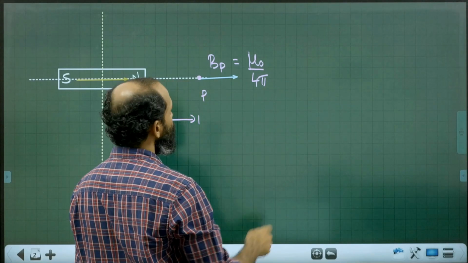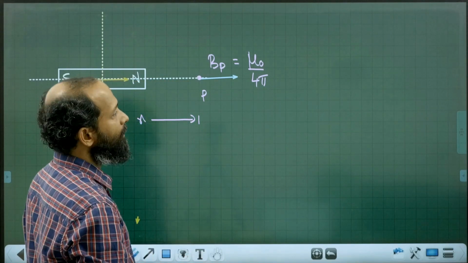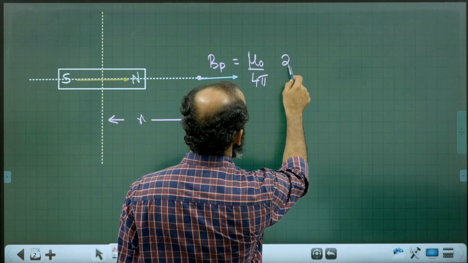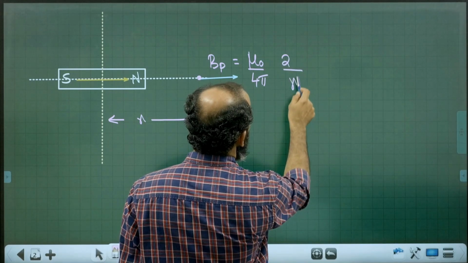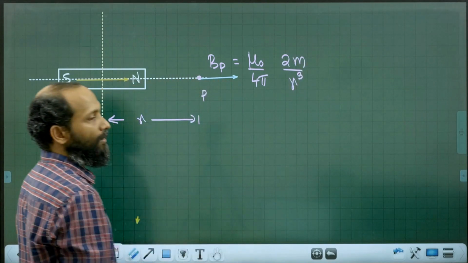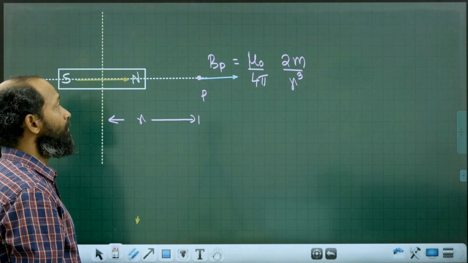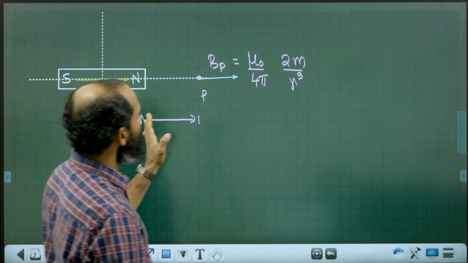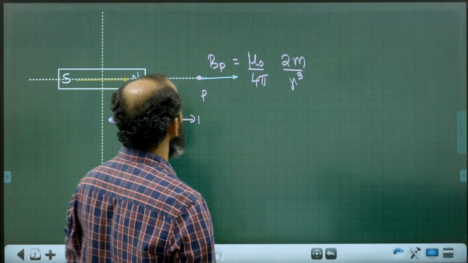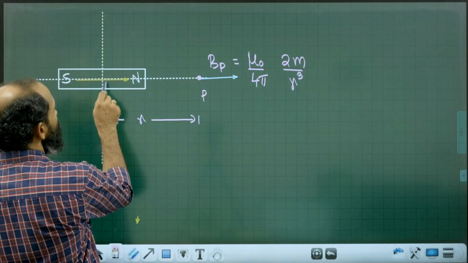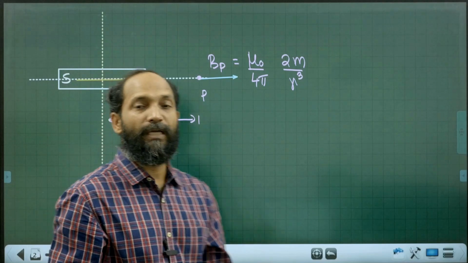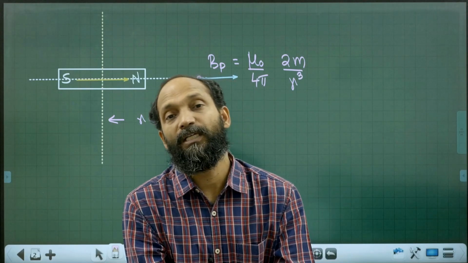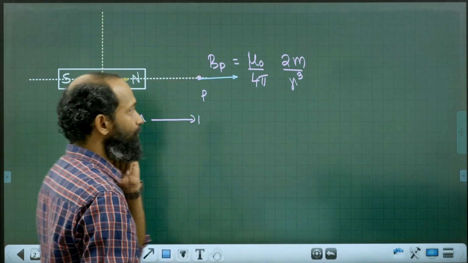Then what's the formula for a current loop magnetic dipole? A current loop is a magnetic dipole. There we have learned that mu 0 by 4 pi 2m divided by r cube, where m stands for the magnetic dipole moment, for a short bar magnet. We have only short magnets in the syllabus. For a short magnet, mu 0 by 4 pi 2m by r cube, and the direction of the magnetic field is the same as the direction of the moment. So the field along the axis is along the moment.